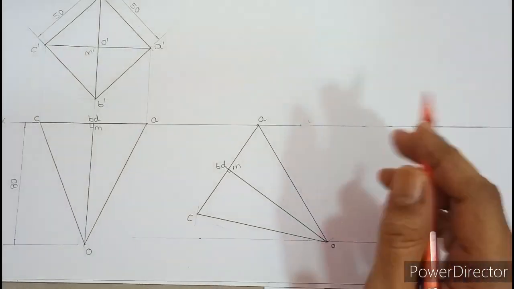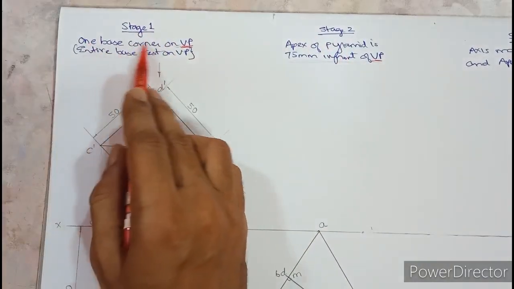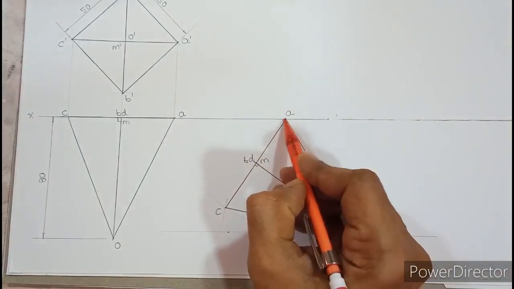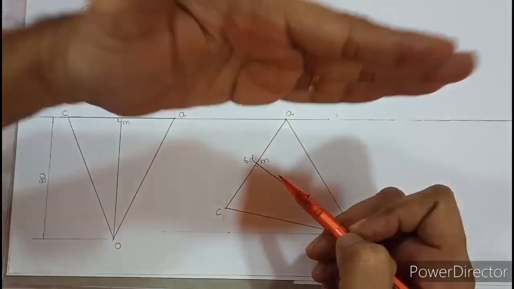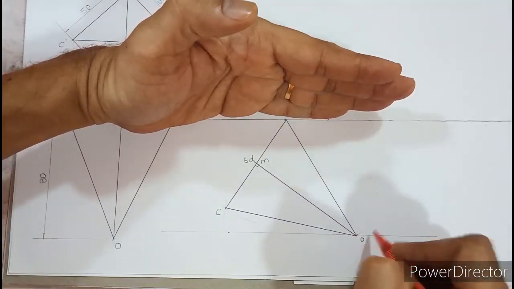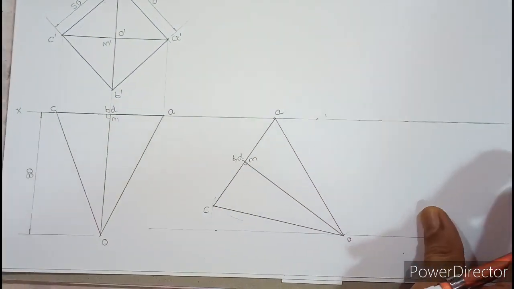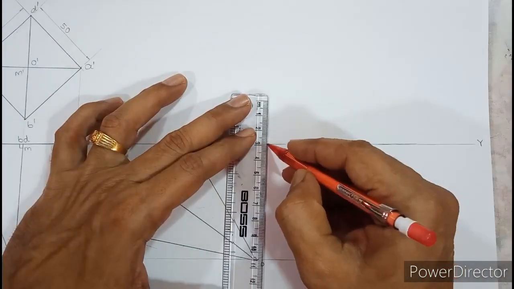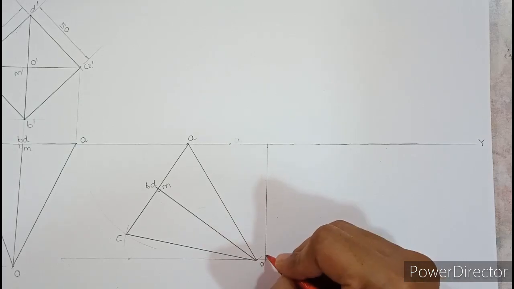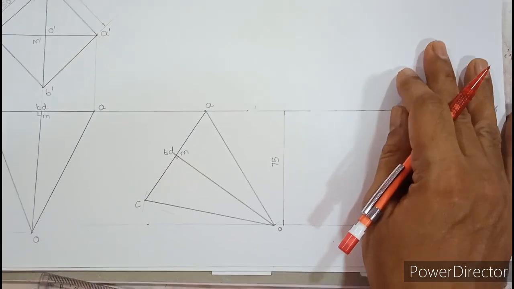So very simple. As we discussed, when you read the second stage, you should read both the conditions together. So one base corner on VP and apex of pyramid 75 in front of VP. See how it is satisfied. You can see one base corner on VP, because in top view XY is your VP. So one base corner is resting on VP, plus this apex is 75 in front of VP. Okay, this apex is 75 in front of VP. So that is how the second stage is satisfied. So we need to show dimension 75 here. So here a vertical extension line should be drawn and write 75 on this side. So this is 75. So that is how this diagram is ready.